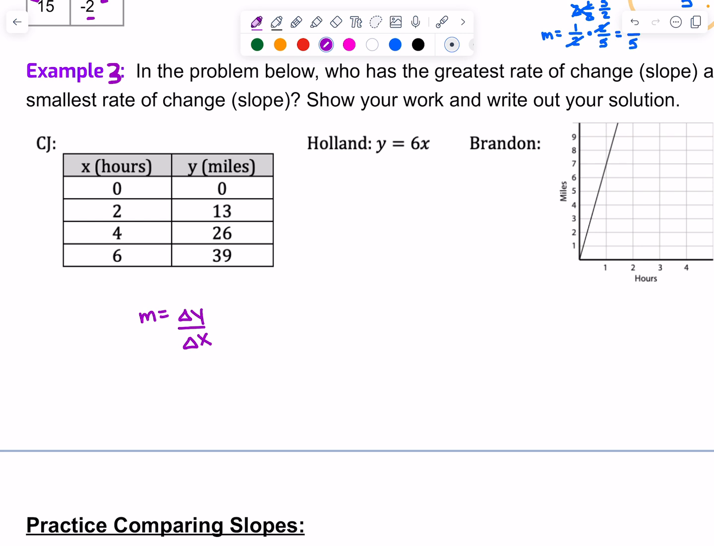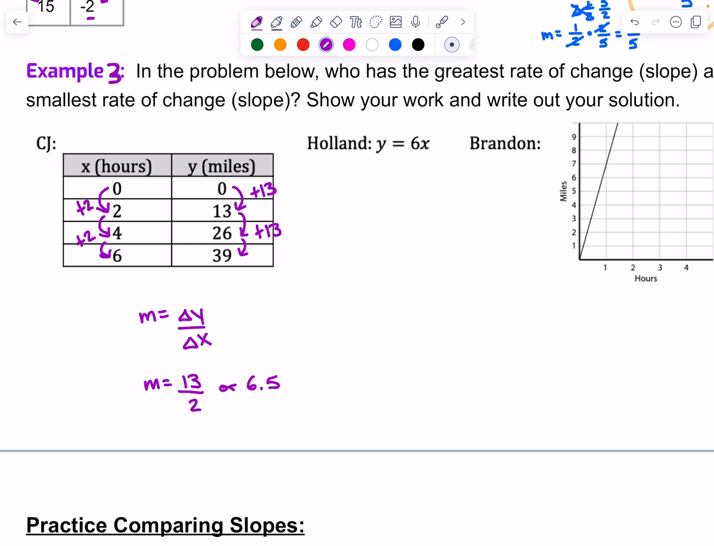So if I look at what's happening to the y values, 0 goes to 13, 13 goes to 26, and 26 goes to 39. So these look like we're adding 13. So our slope would be 13 over the change in x values. So 0 to 2, 2 to 4, and 4 to 6. We're adding 2. So 13 over 2, or we can make that as a decimal, and that would be 7.5. Excuse me, nope, that'd be 6.5. So 6.5 or 13 over 2 for CJ.